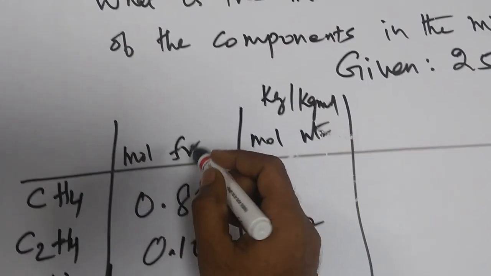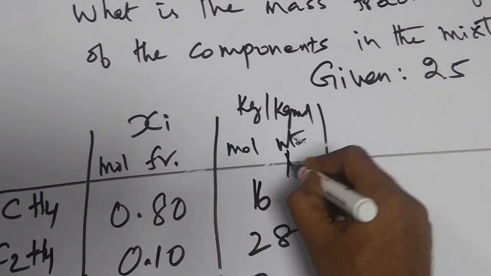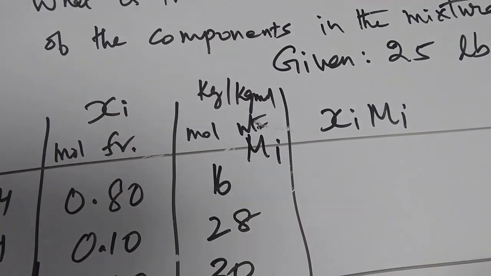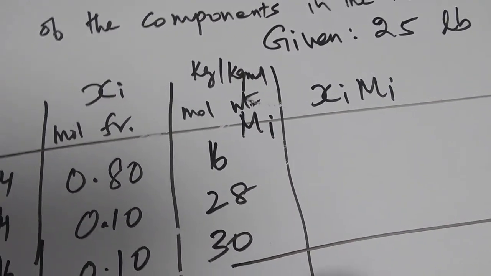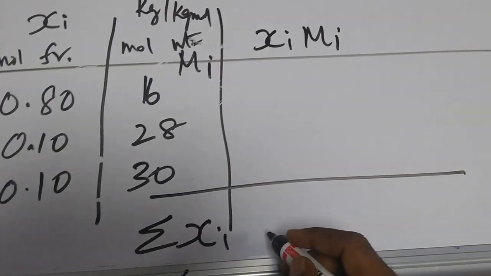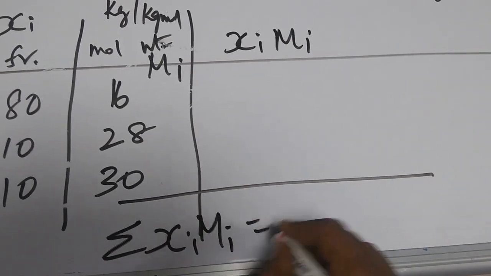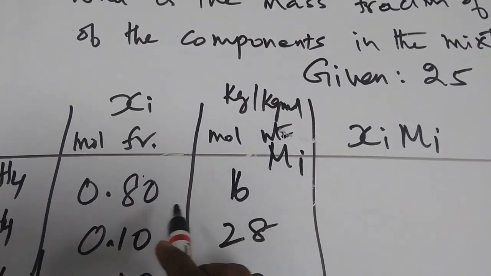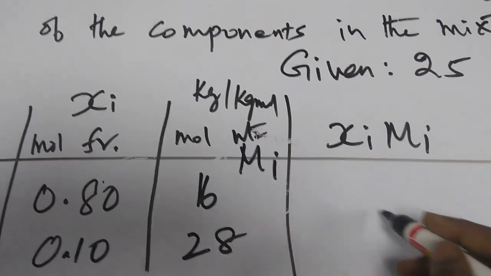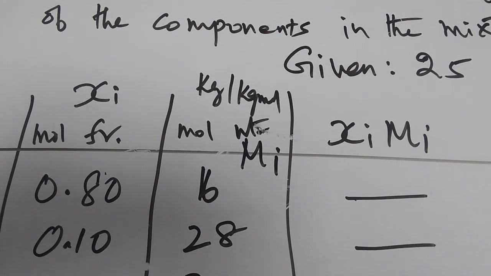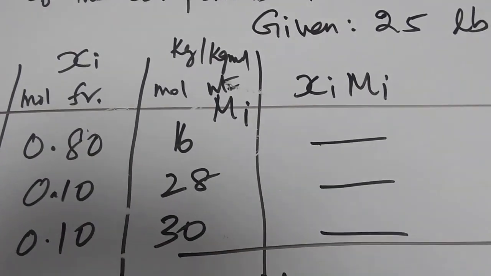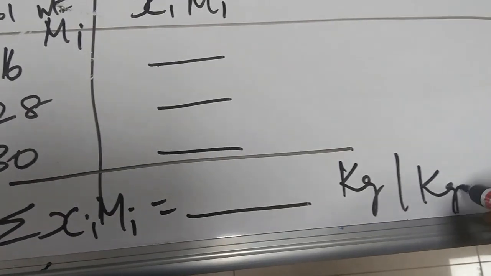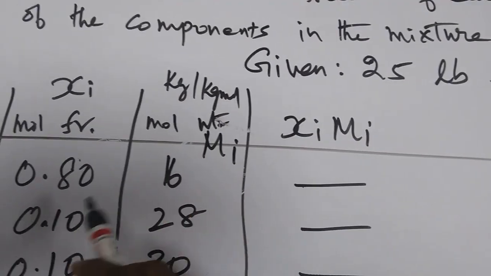Now, this is Xi and this is Mi. We have seen that the summation of Xi into Mi is equal to the molecular weight. So the average molecular weight is the summation of Xi into Mi. So 0.8 into 16, determine the value, use the calculators, fill up these values and write what is the sum. That will be the molecular weight, kg per kg mole. Please pause the video and do the calculation.